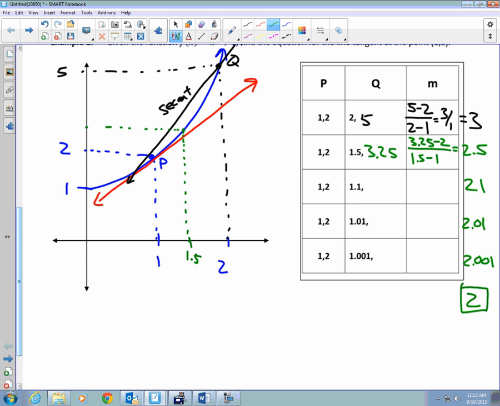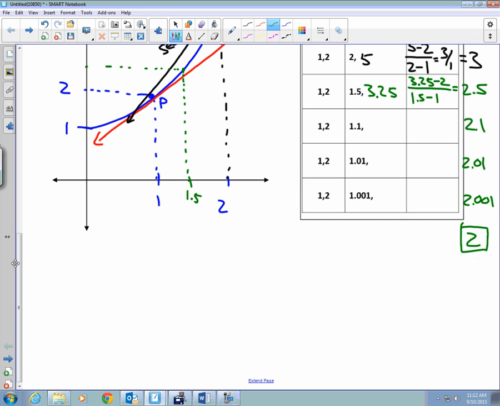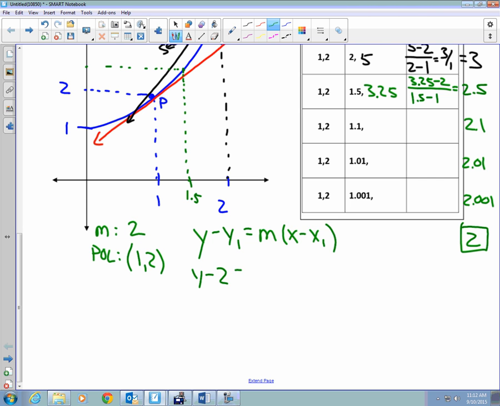All right? But, again, the beginning problem was to write an equation for the tangent line. In order to write an equation, what two things do I need? Slope and a point on the line. What's the slope in this situation? What's the point on the line? 1, 2. So I break out my y minus y1 equals m times x minus x1. And I've got y minus 2 is equal to 2 times x minus 1.